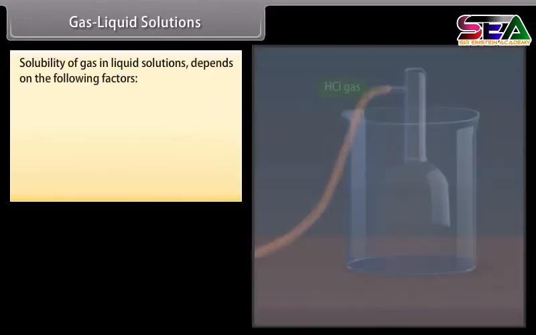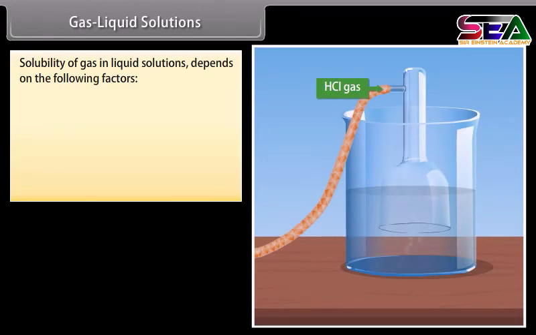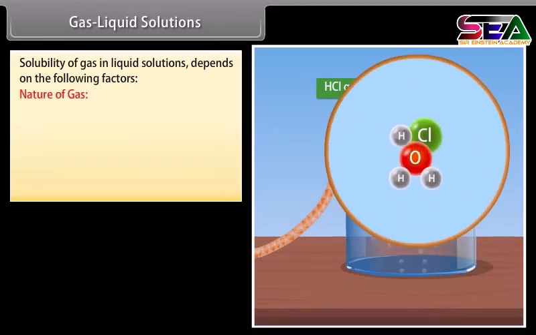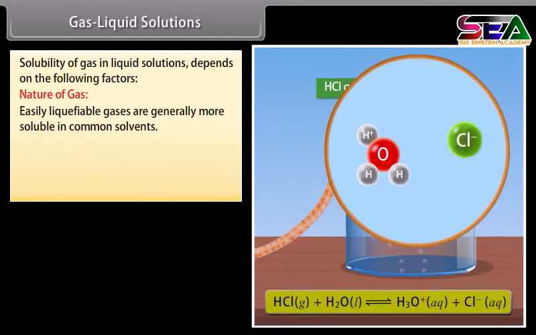Gas-liquid solutions. Gases are generally soluble in water and in other solvents to a limited extent. Solubility of gas in liquid solutions depends on the following factors. Nature of gas: easily liquefiable gases are generally more soluble in common solvents.